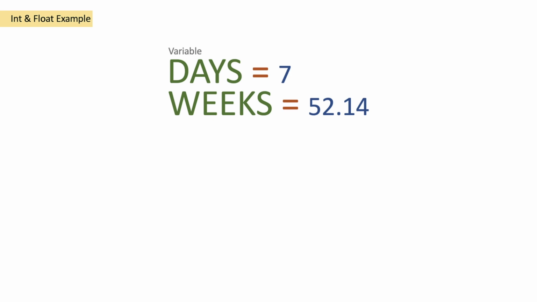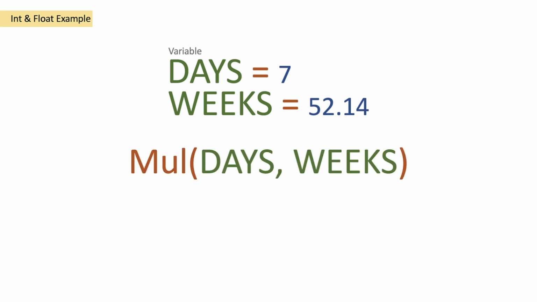In our example today, we are going to be using a variable of days, which is an integer variable of 7. And then we're going to be using a float variable of weeks, which is 52.14, as there is 52.14 weeks on average in a year. So, if we pass both of these into our mul function, we're expecting a return of 364.98 weeks in a year.